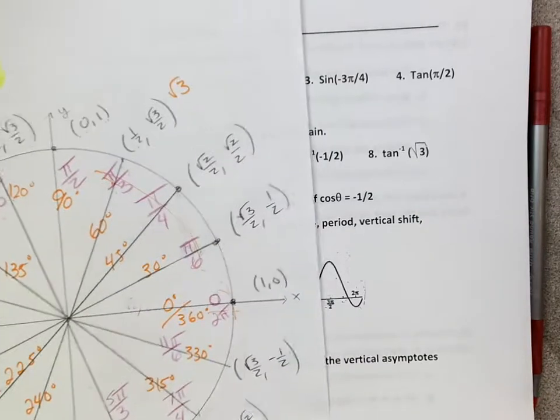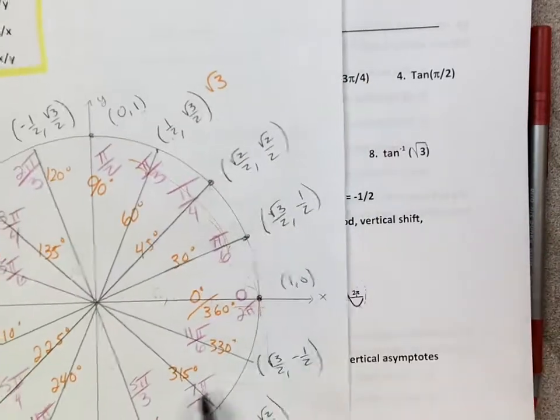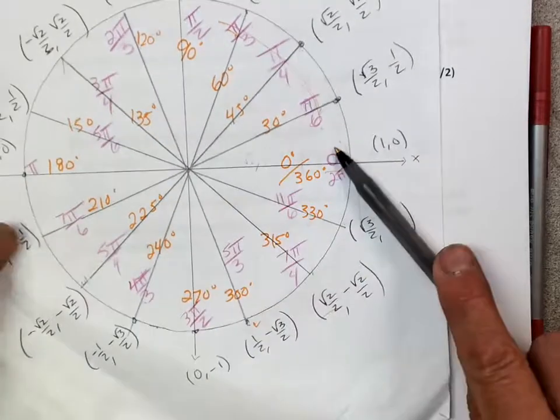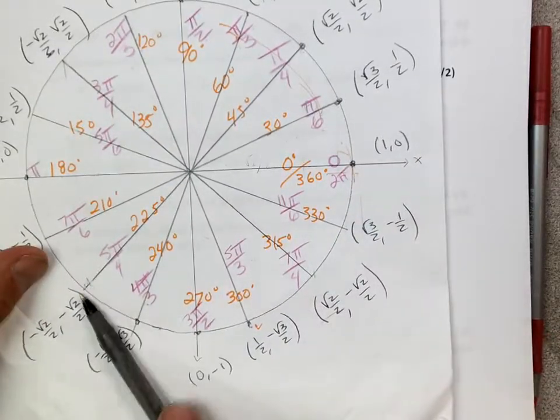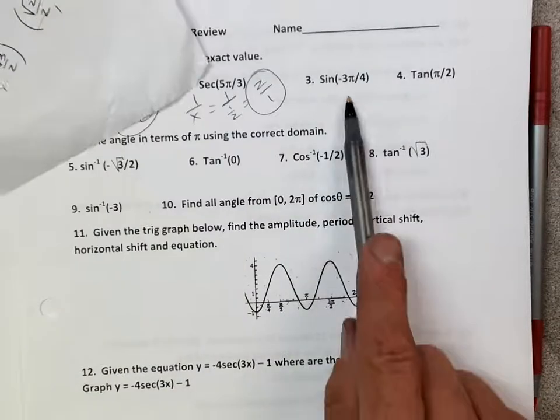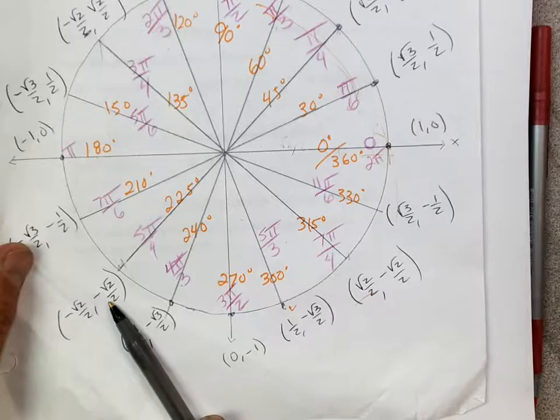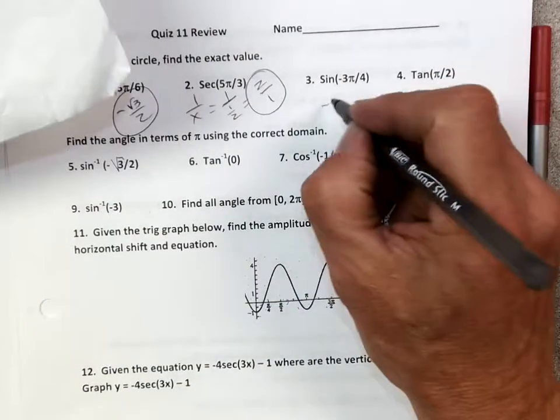Okay, sine of negative 3 pi 4. So the thing is, 3 pi 4 is here. It's a rotation. So negative 3 pi 4, rotate back the same amount, is right here. So if we need the sine at negative 3 pi 4, it's the y value. It's just going to be negative square root of 2 over 2.